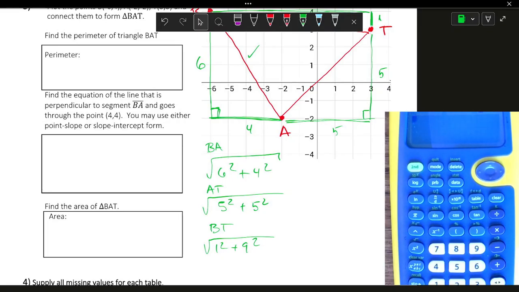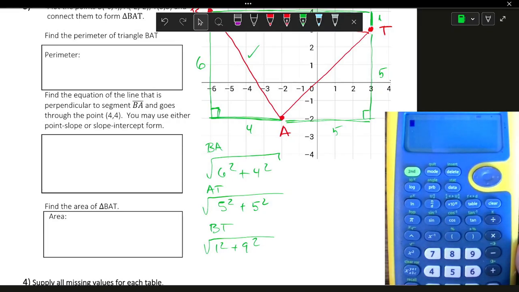I think I could handle it, but you know what? I'm going to go calculator anyways. So the first thing I'm going to have is the square root of 6 squared plus 4 squared. Great. Which gives me 2 root 13.